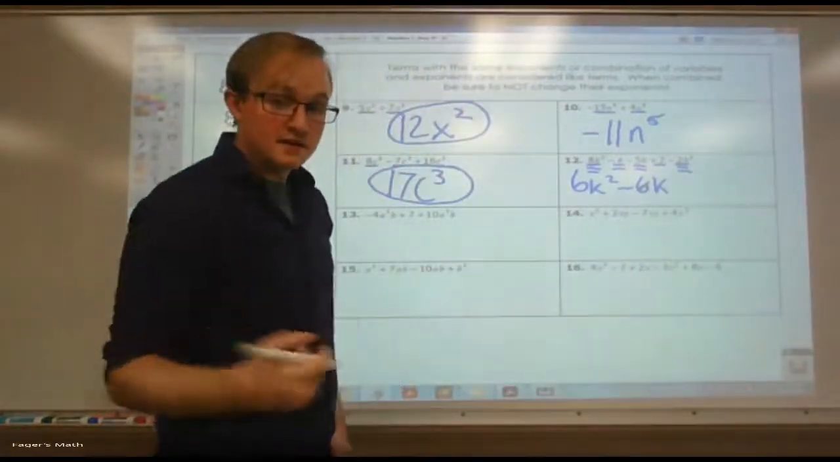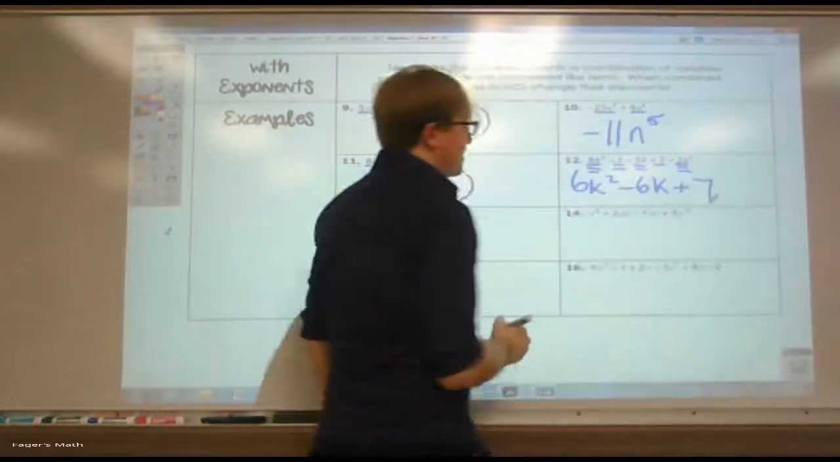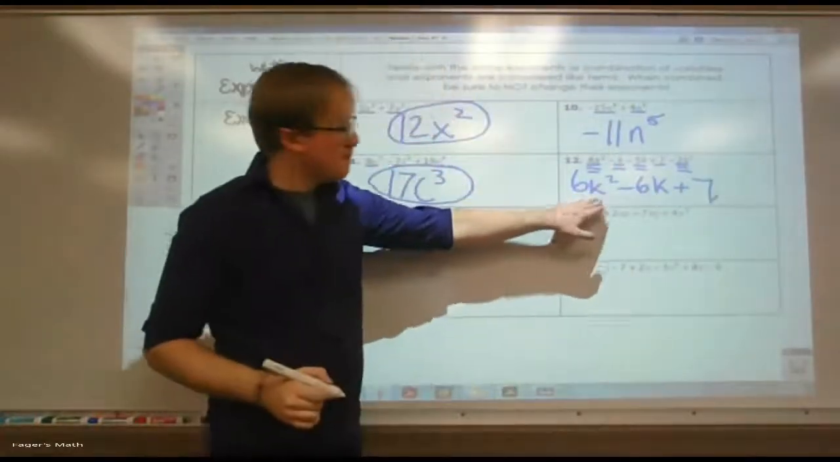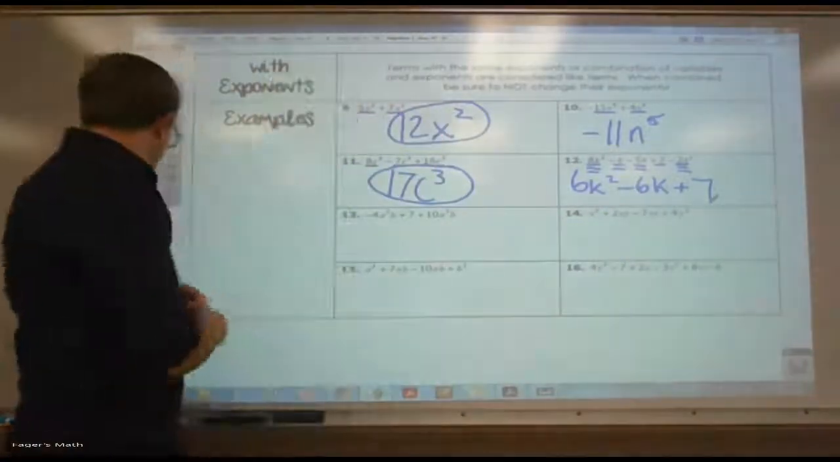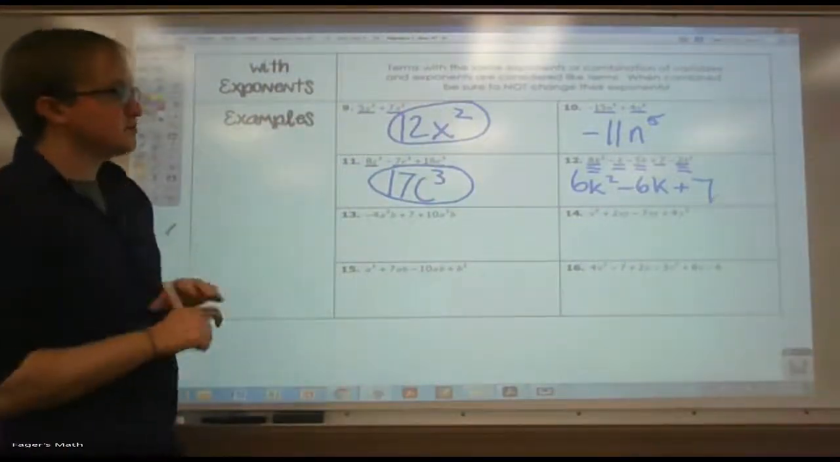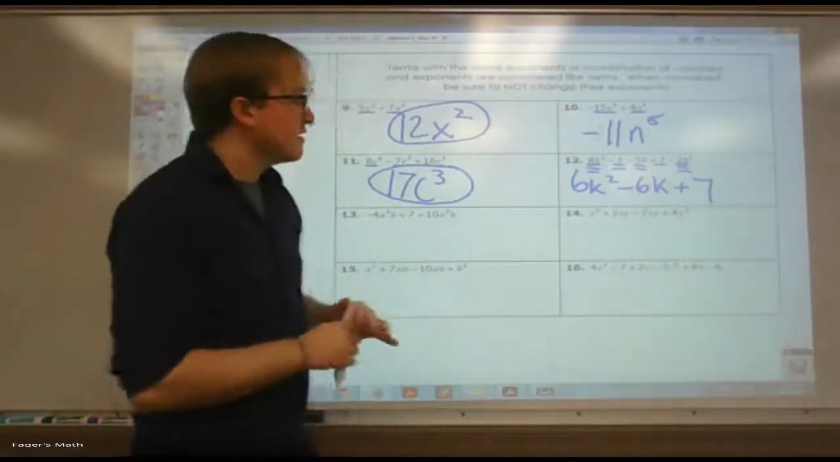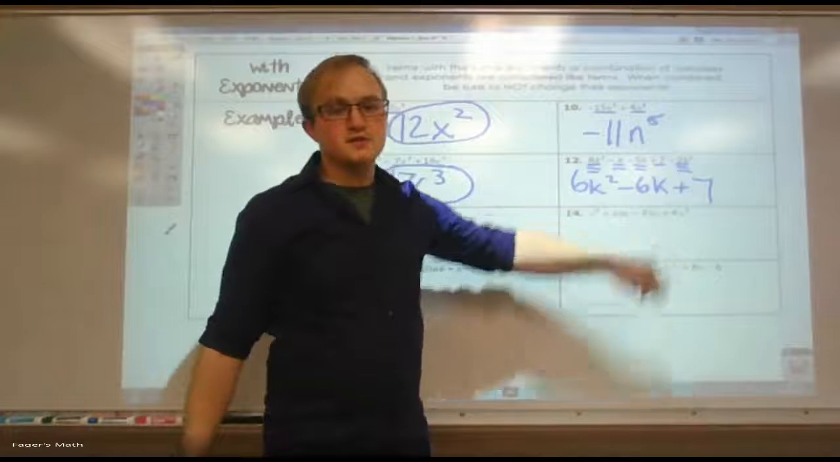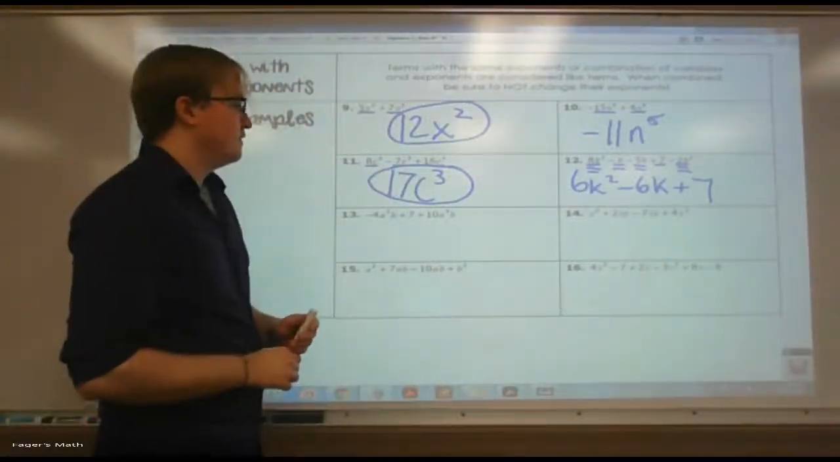And then all we have left for constants is just 7. So then, 6k squared minus 6k plus 7. I know that pen is in an interesting place, isn't it? Make sure that you're being careful not to combine exponents with non-exponents. That's one thing that we are going to be a little bit concerned about.